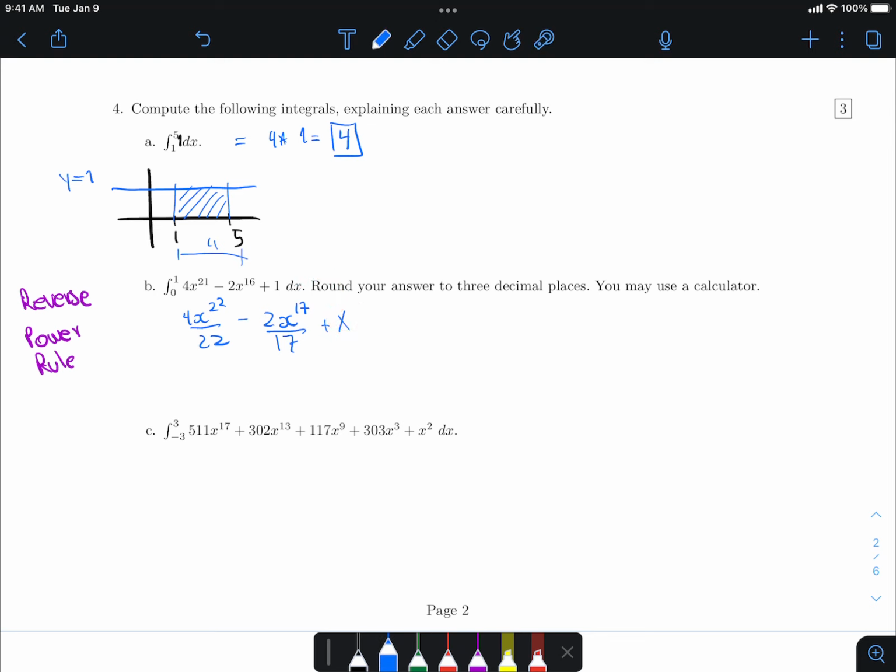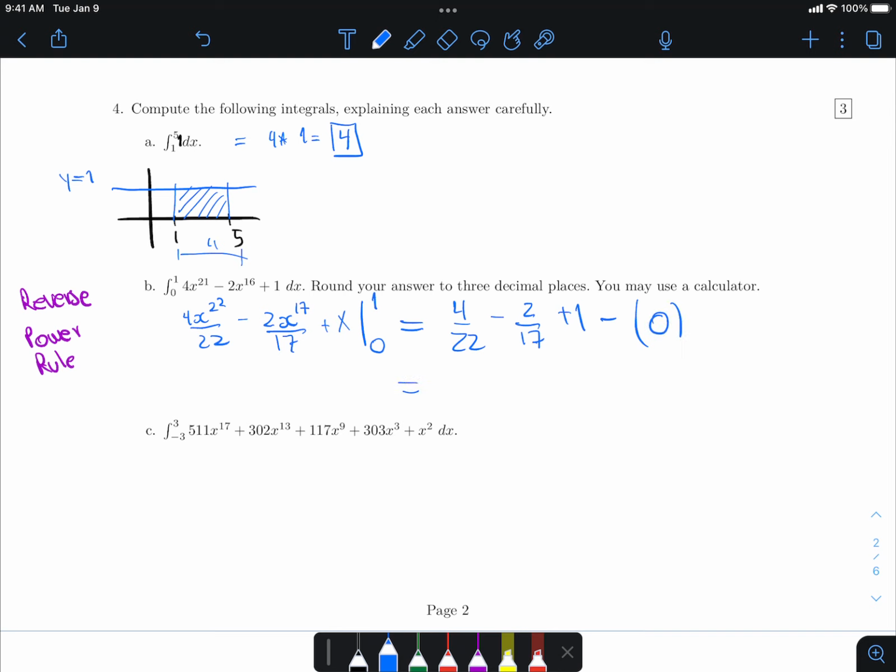Remember that we also have to evaluate this from 0 to 1. So that means we're calculating, plugging in 1. 1 to the 22nd is just 1. 1 to the 17th is just 1. And then minus, evaluate 0 on this. Right? When you plug in 0, this is going to be 4 times 0 divided by 22. That's going to be a 0. That's going to be another 0. That's going to be another 0.